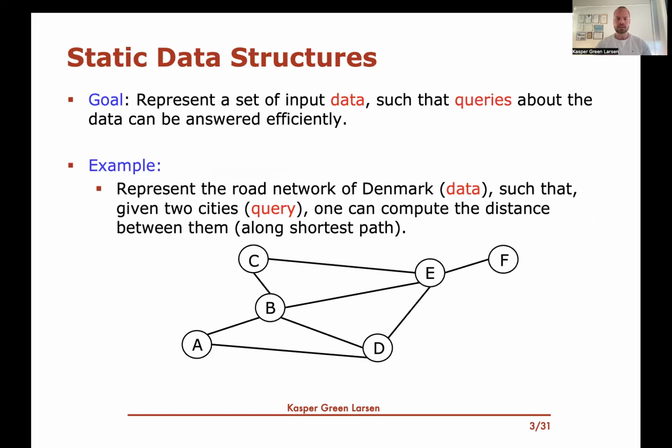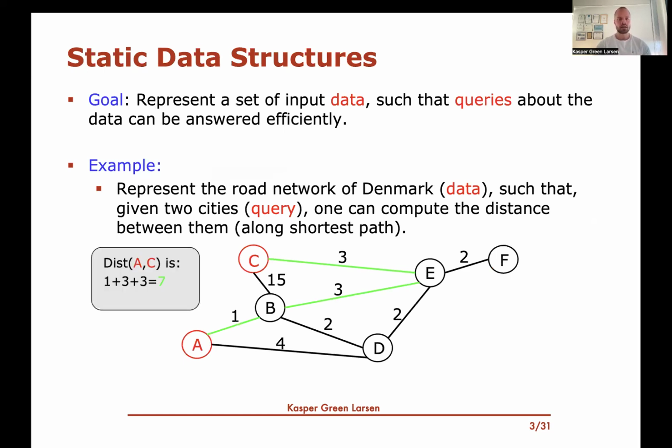So for instance, this is a simplified version of a road network, and each of the roads has a distance it takes to traverse the road. And maybe you ask a query: give me the length of the shortest path from A to C. And you can see here that the shortest path is this path, going from A to B to E to C. And so the distance is 1 plus 3 plus 3, which is 7. So 7 is the answer to this distance query.